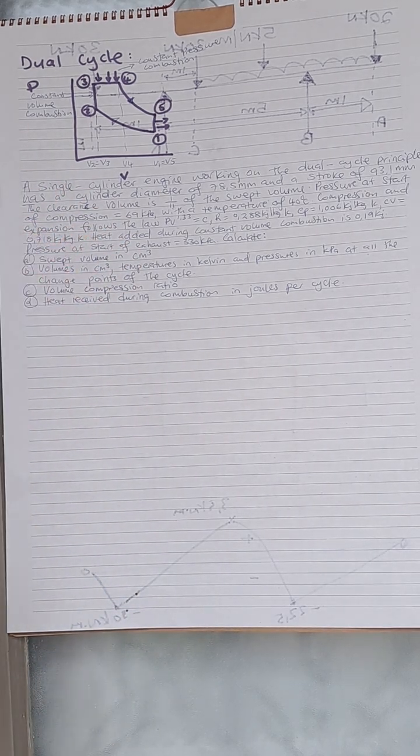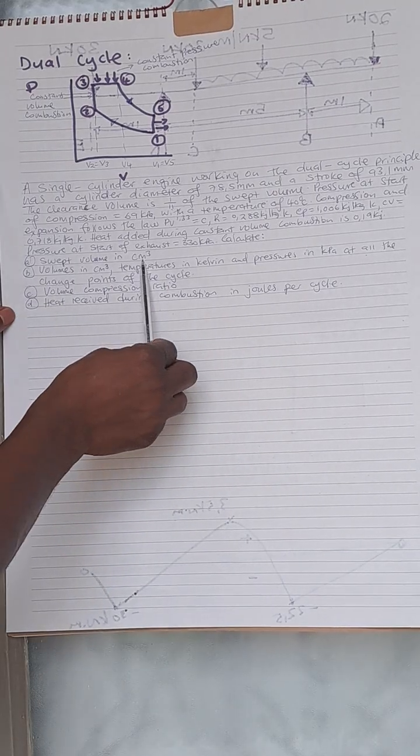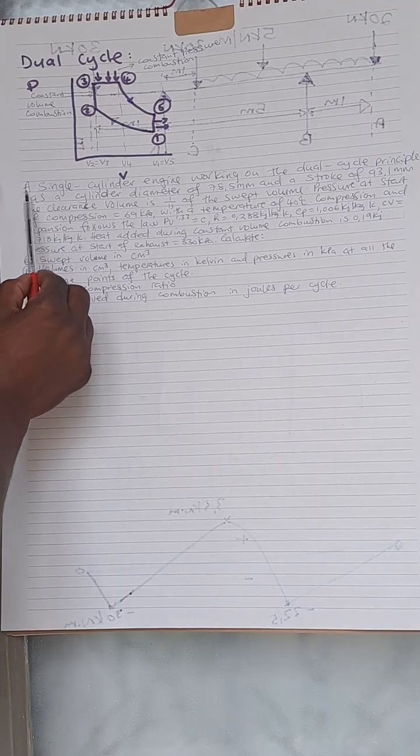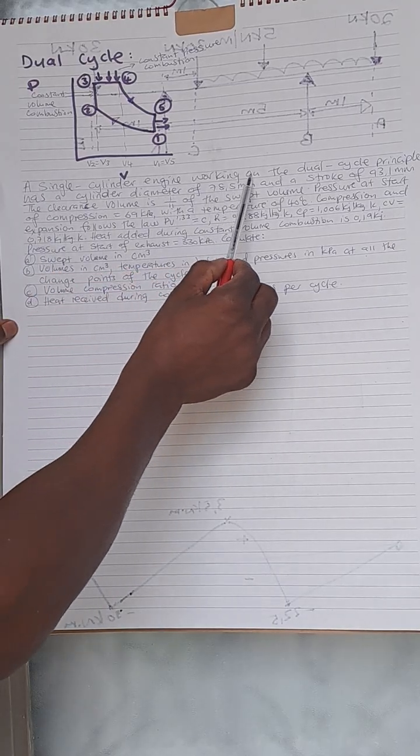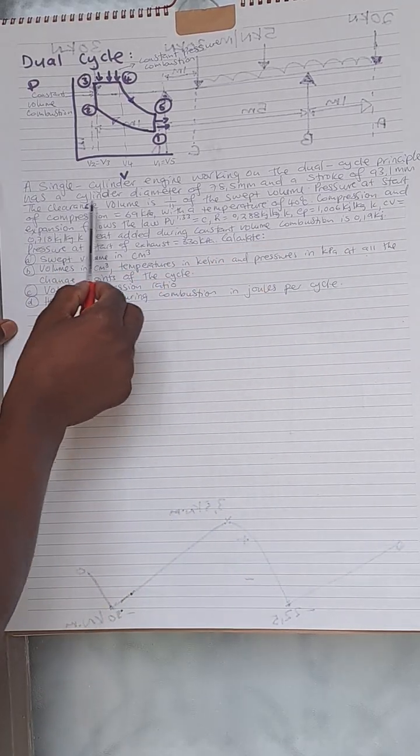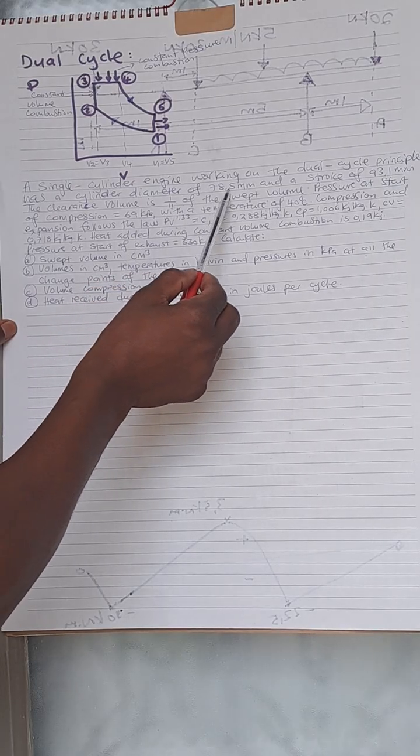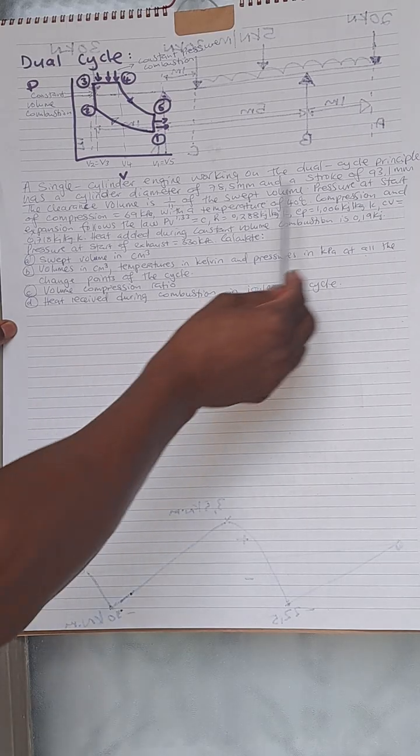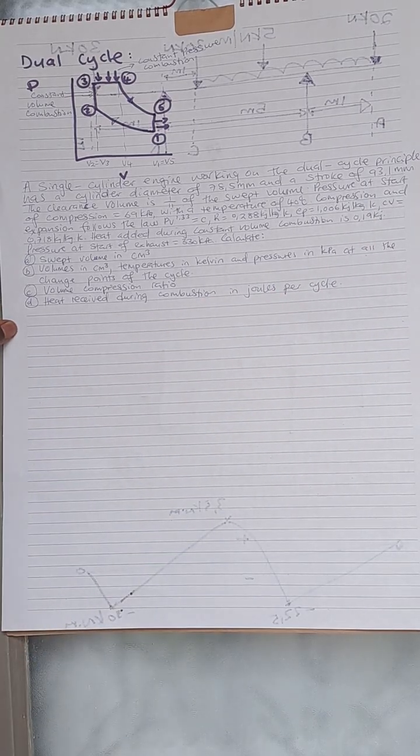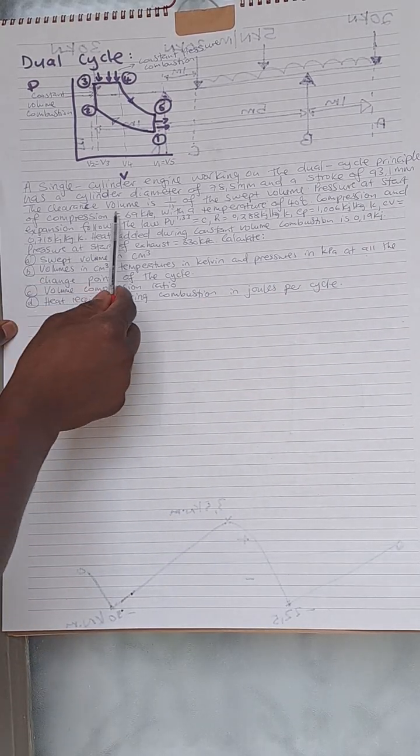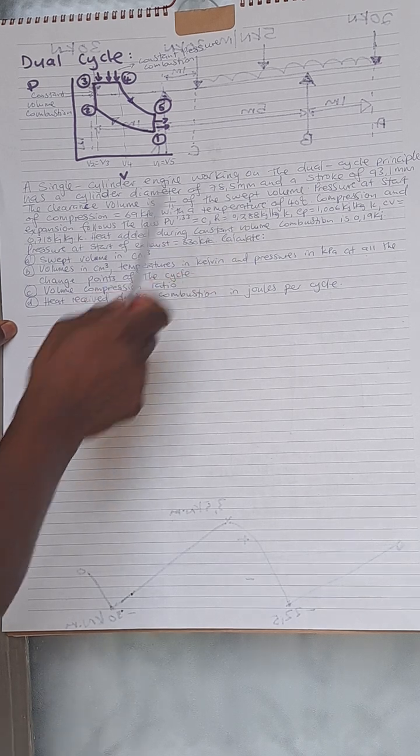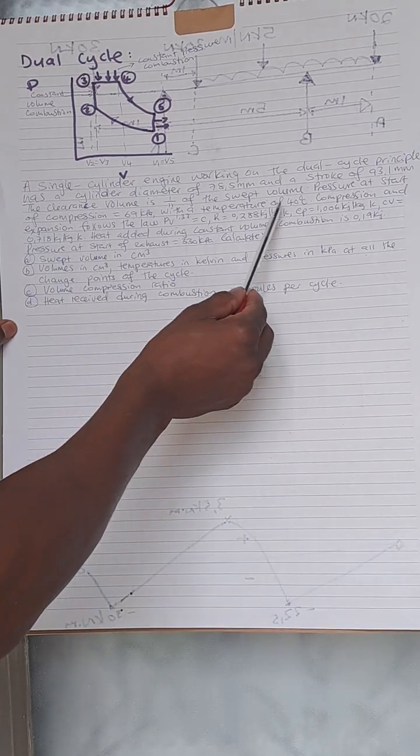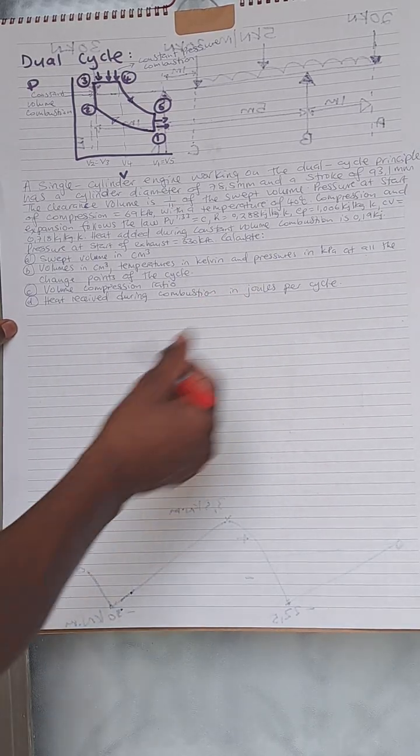On the first question, they want us to calculate the swept volume in cubic centimeters. So we are given a single cylinder engine working on a dual cycle principle. Here's a cylinder diameter of 78.5 millimeters. The stroke is given as 93.1. Clearance volume is 1/11 of the swept volume. Pressure at start of compression is given as 69 with a temperature of 40 degrees Celsius.